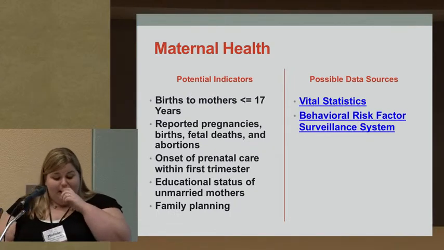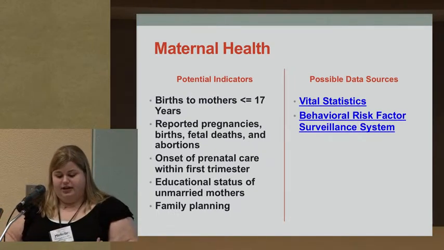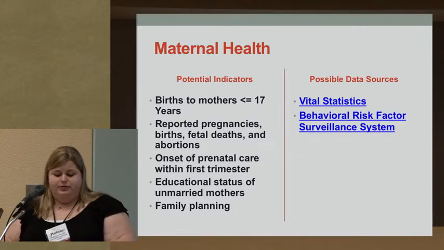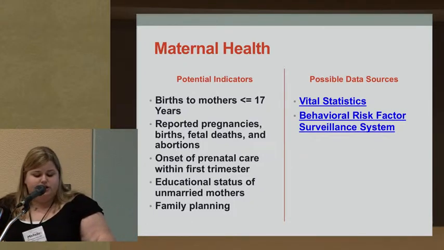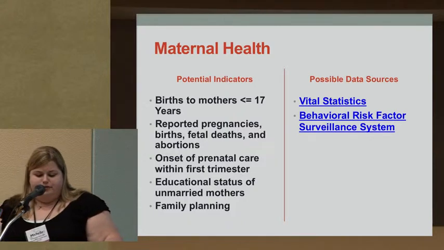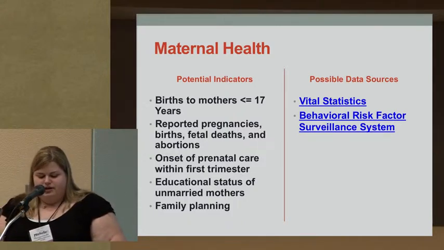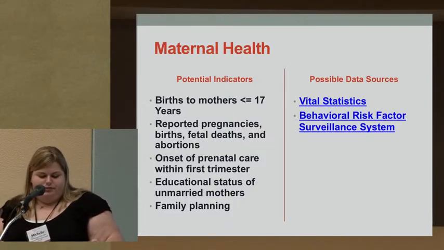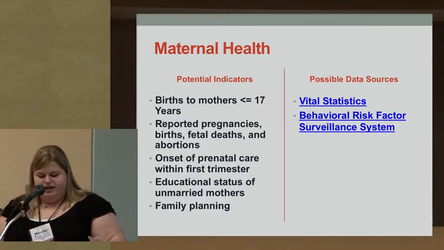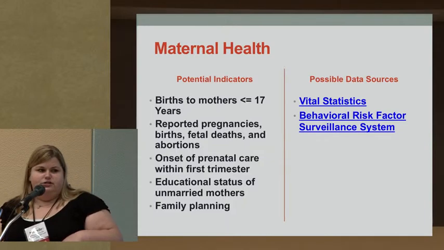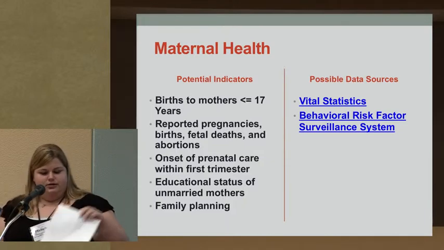Maternal health. There are, again, a variety of indicators with births to mothers less than 17 years of age, reported pregnancies, births, fetal deaths, and abortions, onset of prenatal care within the first semester, educational status, family planning, most of them coming from either Vital Statistics or the BRFSS.